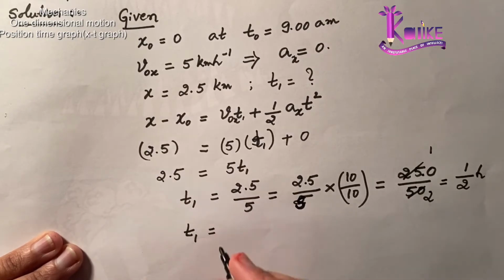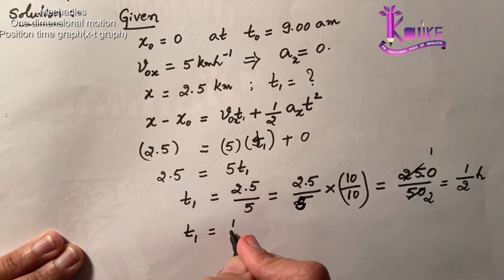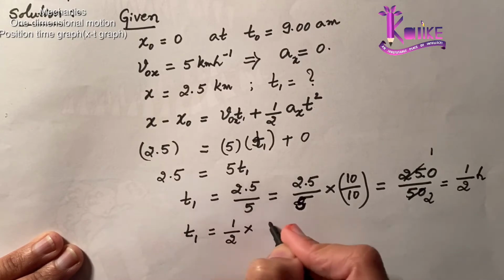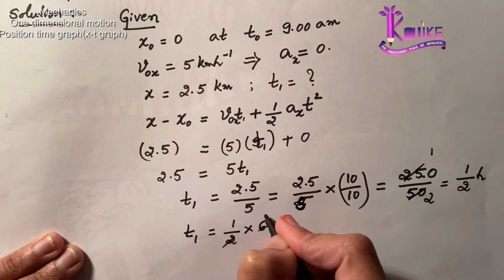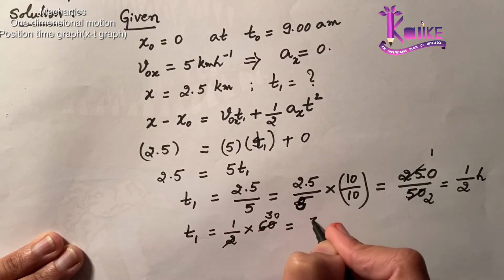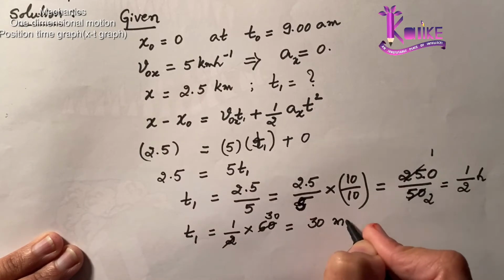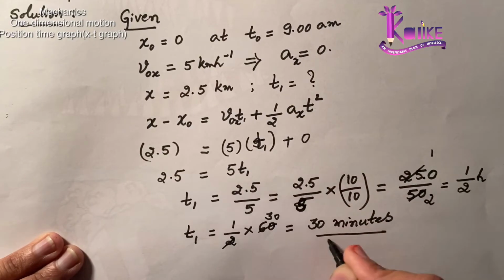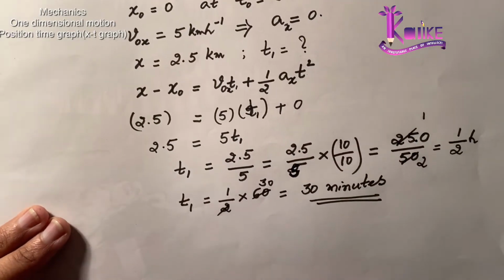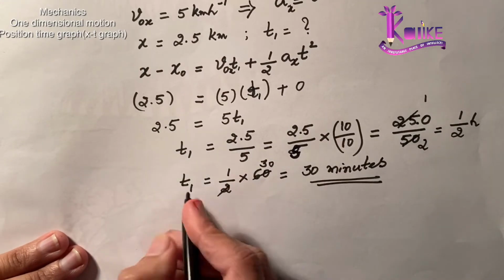Now, I have to convert this into minutes. So, this becomes half. 1 hour is 60 minutes, so I multiply this by 60. So, this becomes 30. So, this is 30 minutes. So, she takes 30 minutes to reach a distance of 2.5 kilometers.